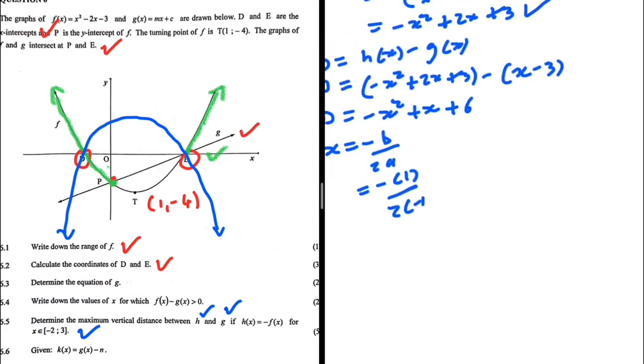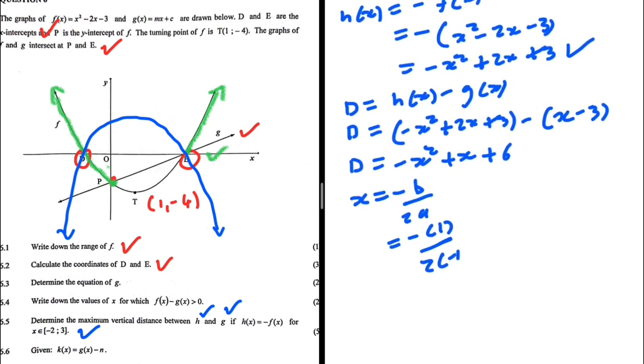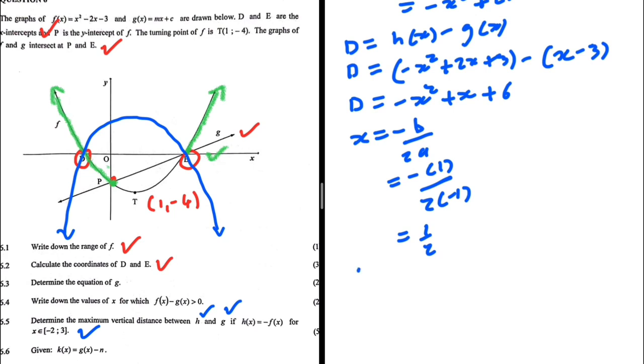So we have x being equal to minus 1 divided by minus 2. That is 1 over 2. So x is equal to a half. So now we can go ahead and find the distance. The distance is going to be minus, and then in place of x we have a half squared plus a half plus 6. Let me just put that in my calculator.